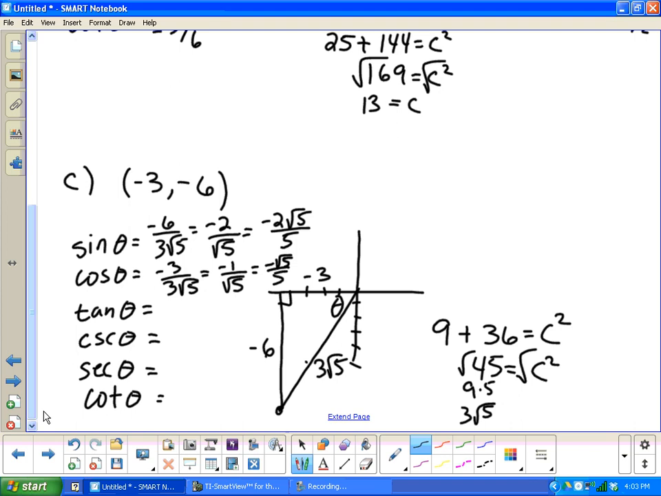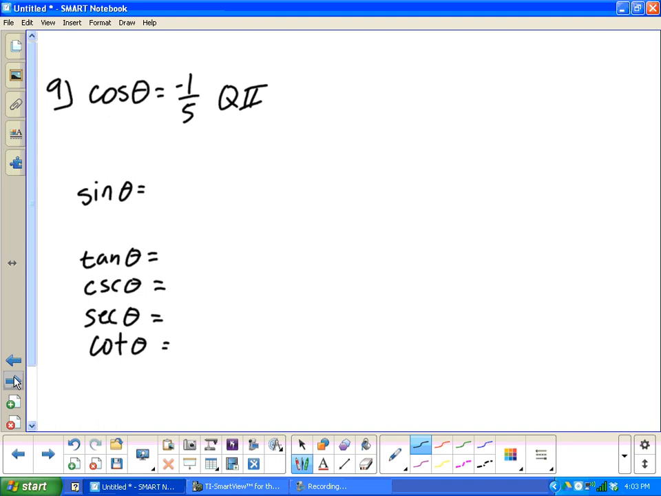Okay, tangent is opposite over adjacent, so that would be -6, that's the opposite, over the adjacent, -3. -6 over -3 would be +2. All right, cosecant. Now I'm just going to look at reciprocals. And I'm going to look at the best one, which is going to be this one, to find the reciprocal here. So that would be negative square root of 5 over 2. Secant, I'm going to look at the reciprocal of cosine, which would just be negative square root of 5. And cotangent, the reciprocal of tangent. So the reciprocal of 2 would be 1/2.